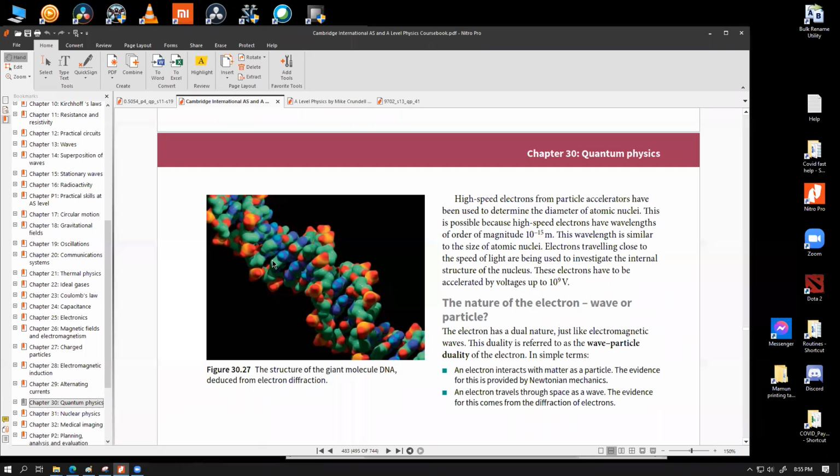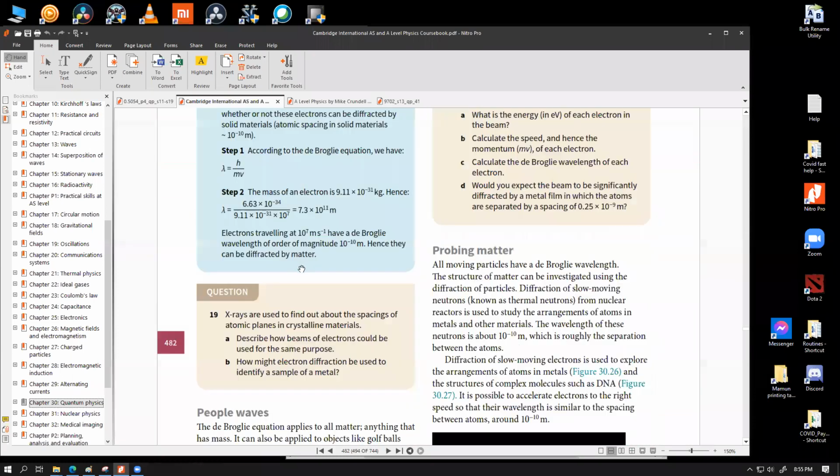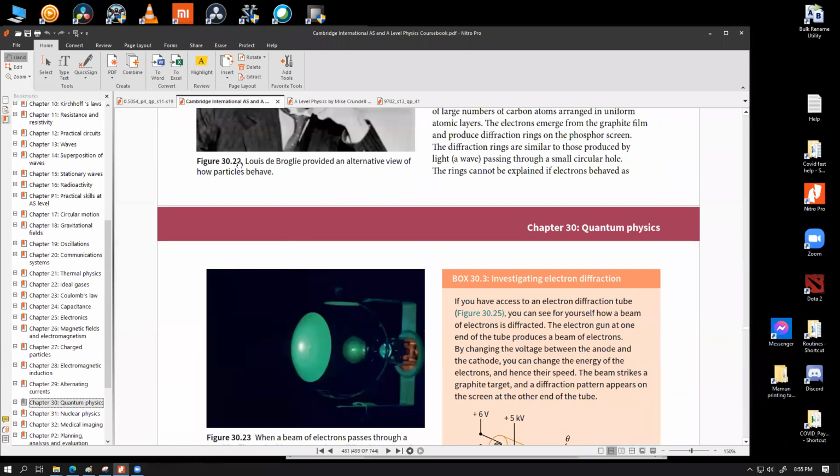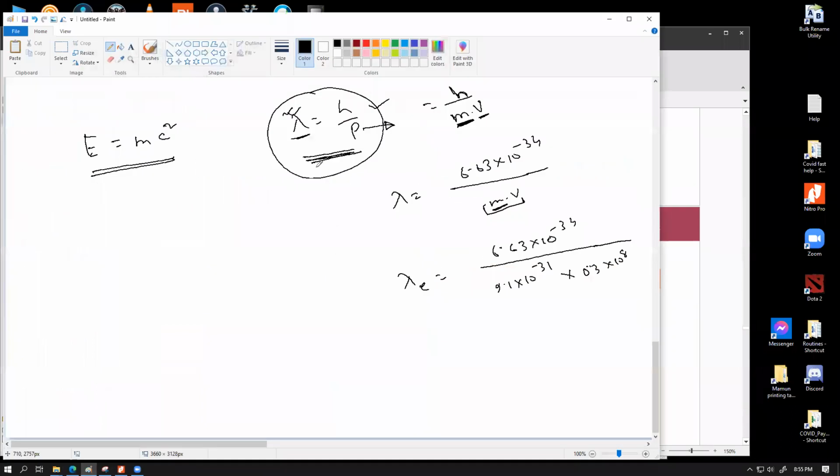So this can help us to observe things which are very, very small, because we can control this. Have a look over here. In the lambda equation, the lambda of a certain electron can be controlled by how much momentum you give it. So the bigger the momentum, the smaller the lambda.